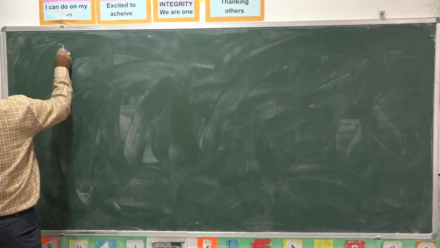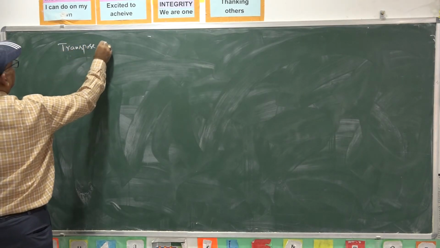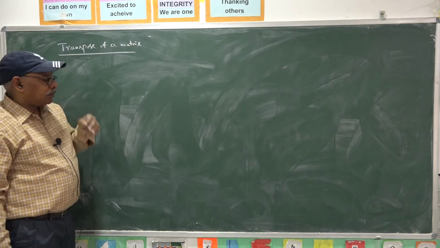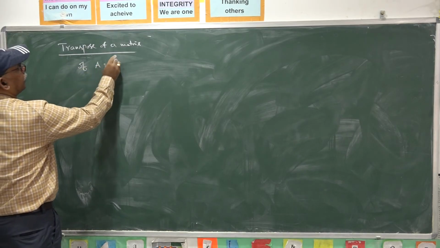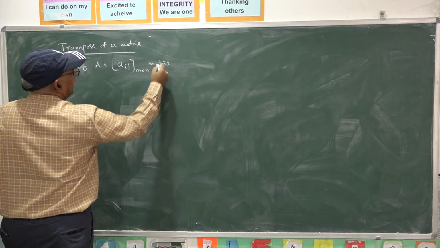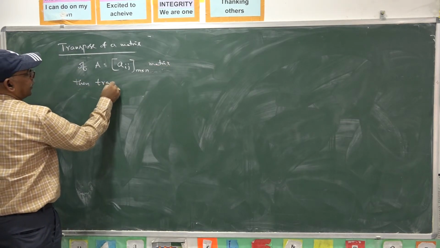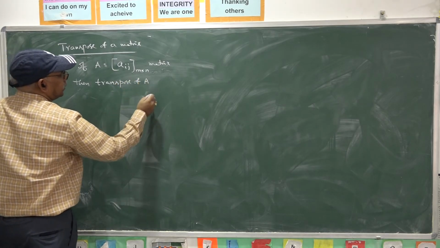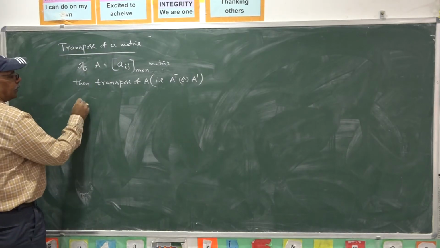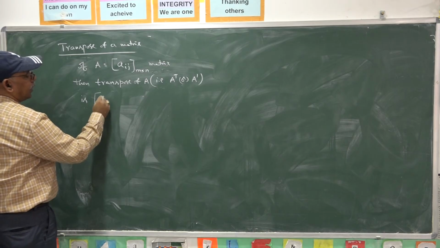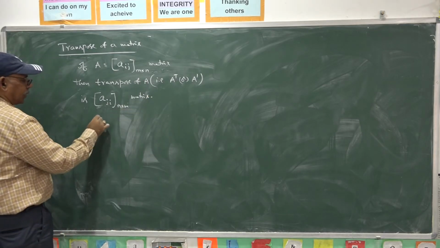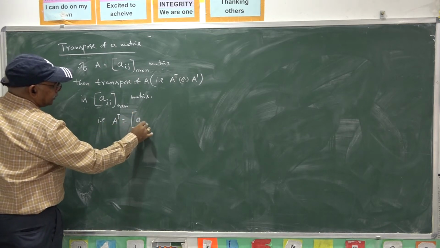Now, the concept of transpose of a matrix. Transpose of a matrix. If A is a_ij, an m by n matrix, then transpose of A, that is A transpose or A dash, is a_ji, an n by m matrix. That is, A transpose equals the matrix a_ji of n by m.